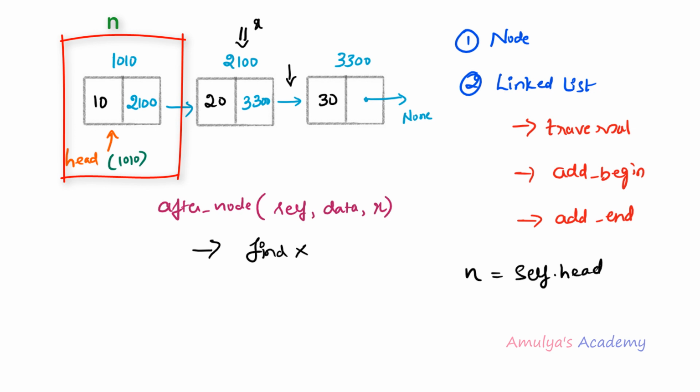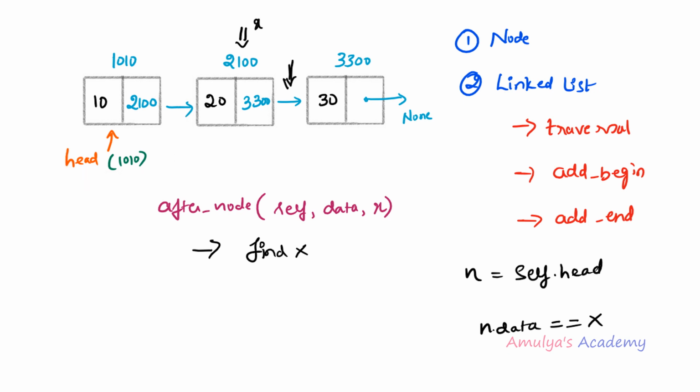So now I'll check the data present in n. That is, n dot data is equal to x. Here x is nothing but we'll give the data field. If you want to insert a new node after this node, then we'll take x as 20. Insert after 20. So I'll compare the data field of each node with the x. So here first I'll check n dot data is equal to x. So here 10, and if I take x as 20, it is not equal. So that means it is not the required node.